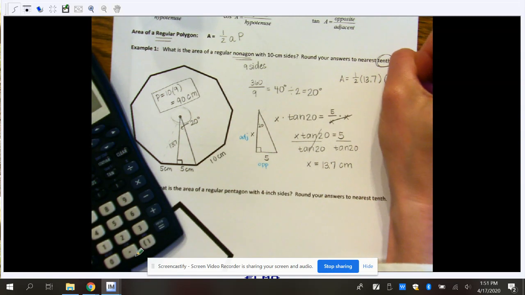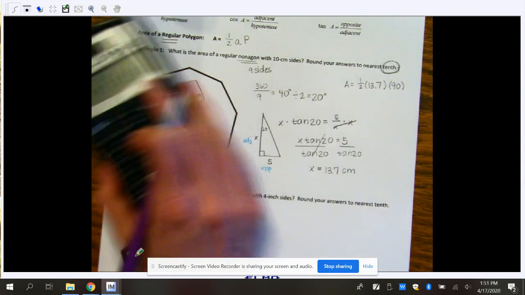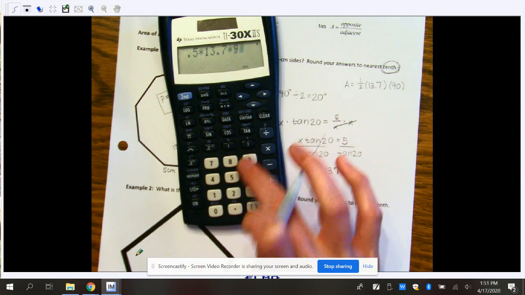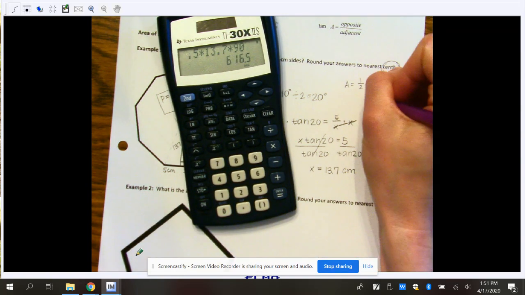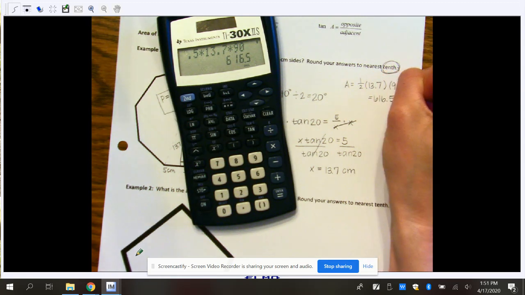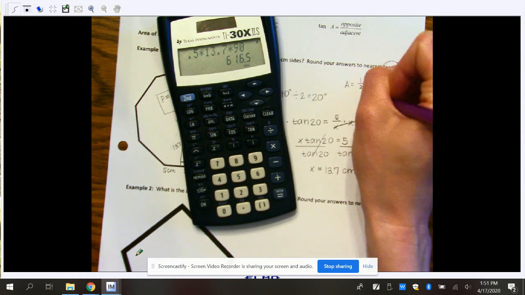And so now I have enough information to find the area. So 1/2 times 13.7 times 90 is going to be 616.5 centimeters squared.